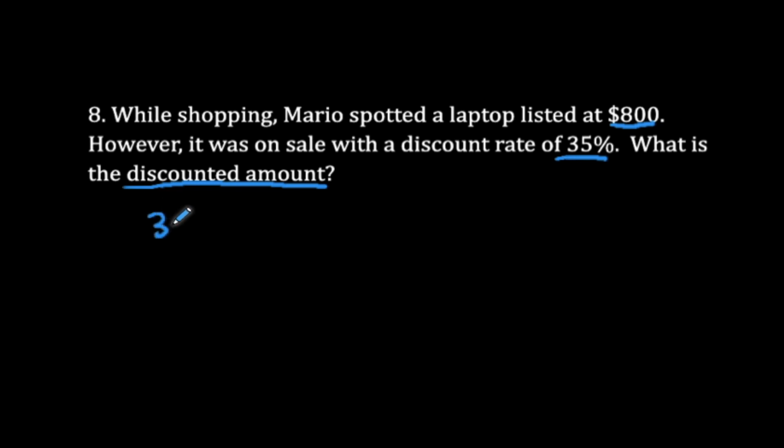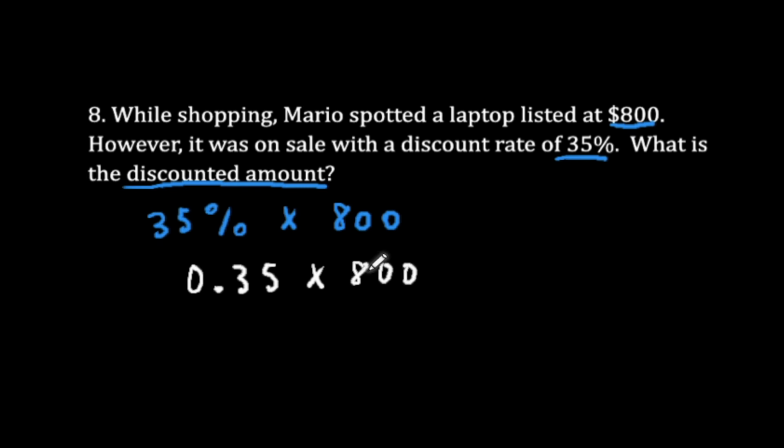So we have 35% of $800. Okay, and so remember, you're just taking and you are converting this percent into a decimal, and so that becomes 0.35 times 800. Okay, and so we have 35% of $800, which is $280.